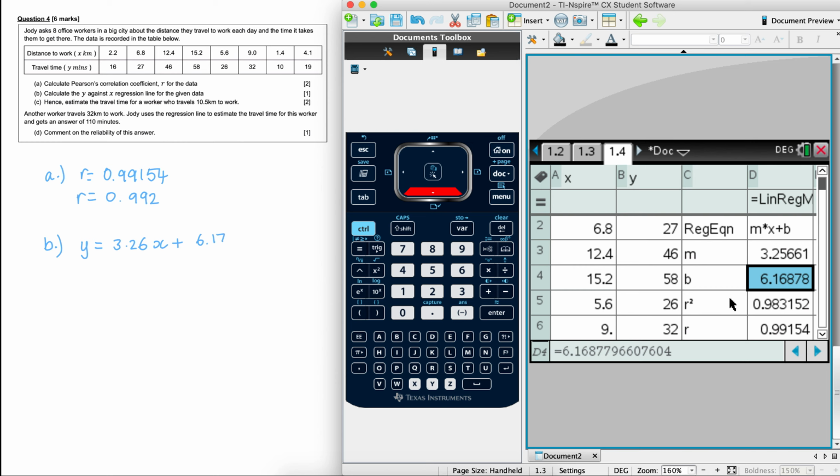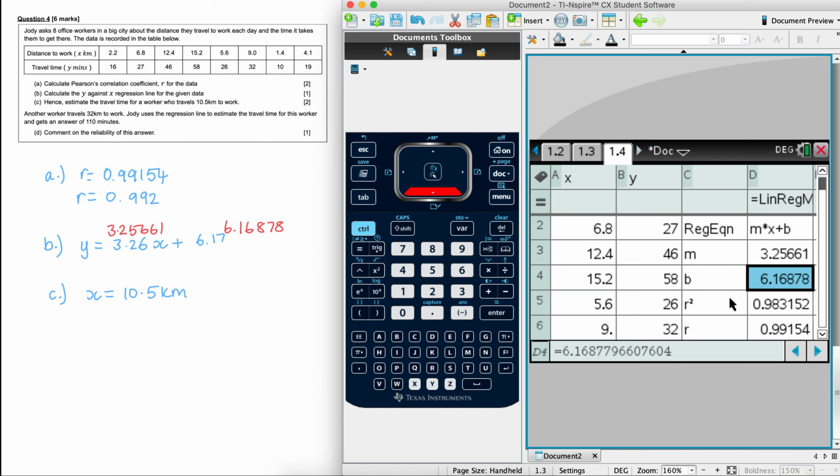Now I'm actually going to make a note of this in pencil, 6.16878, because if I need to use this later, I want it to be more accurate so that I can make sure I've not lost any accuracy and I'm getting the wrong answer. And there we go, in question C, it actually asked me to use it. So it says estimate the travel time for a worker who travels 10.5 kilometers to work. So the distance, the X, is 10.5 kilometers to work.